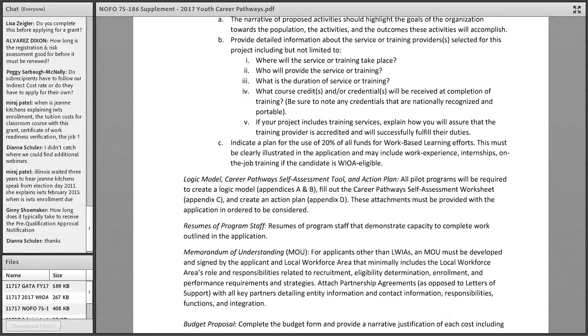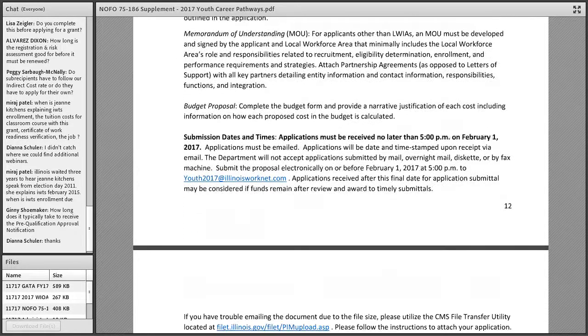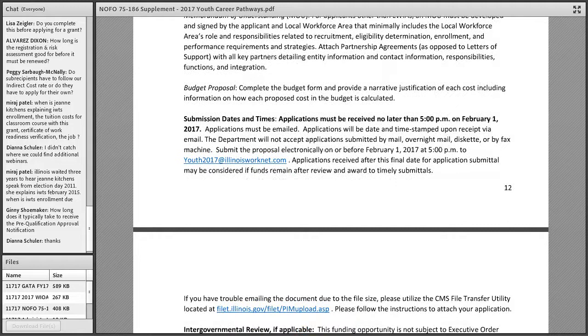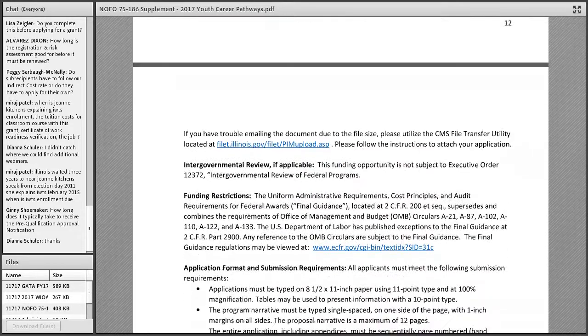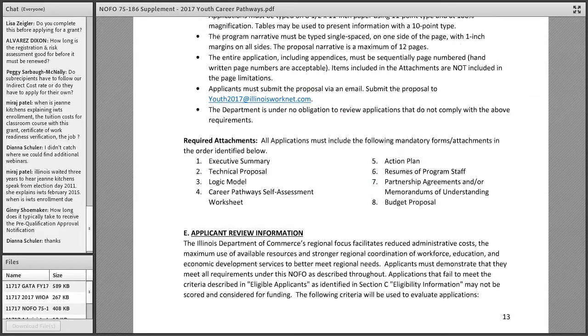So it talks about those. It talks about the MOUs that are required as part of your application. Then it gets to the budget. And we'll go over that in a little bit of detail here as we go through. Just kind of round it out. I mean, it's pretty self-explanatory.